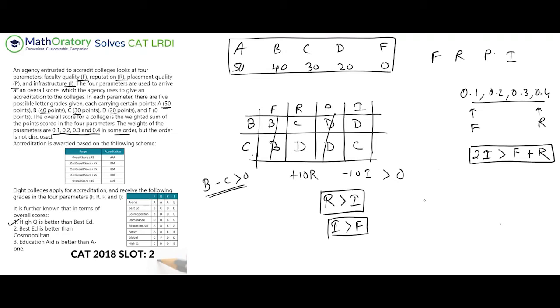Now, if you pick I as 0.2, then 2 times 0.2 will be 0.4. But this side is 0.5. So this is not greater, right? This is incorrect. So you have to pick I as 0.3. In that case, this will be 0.6 and this is 0.5. So 0.6 is greater than 0.5. So this has to be I. So effectively, this has to be P, right?